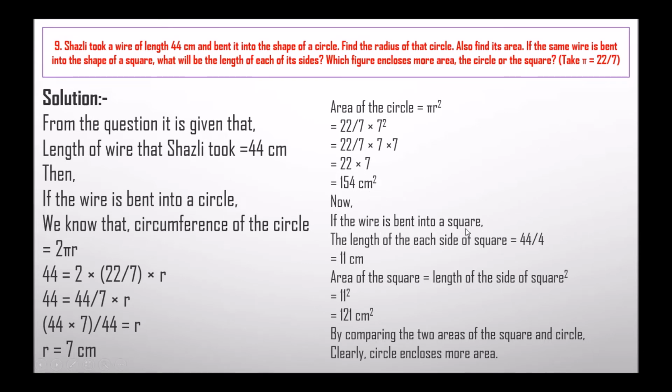If the wire is bent into a square, the length of each side of the square is 44 upon 4, that is 11 centimeter. Area of square equals length of the side of square whole square. So 11 square, that is 121 centimeter square. By comparing the two areas of square and circle, clearly the circle encloses more area.